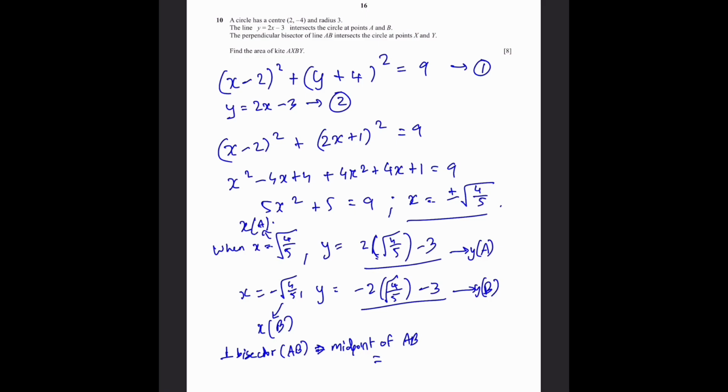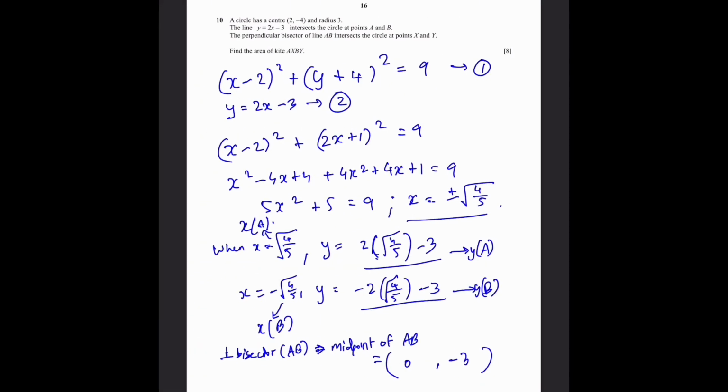That's going to be (x1 plus x2)/2, comma (y1 plus y2)/2. And adding the x values, we just get 0. So 0/2 is just 0. And adding the y values, these two surds will cancel out nicely, and we'll get minus 6. So minus 6 divided by 2 is just minus 3. And this will be our midpoint of AB. Now we can find the gradient.